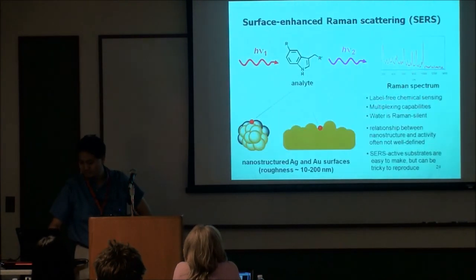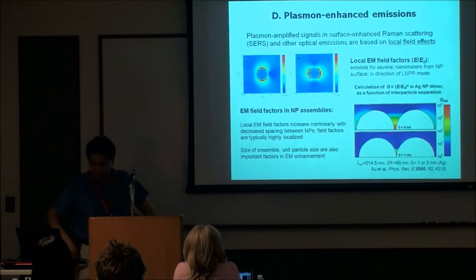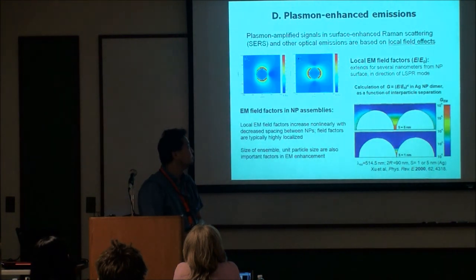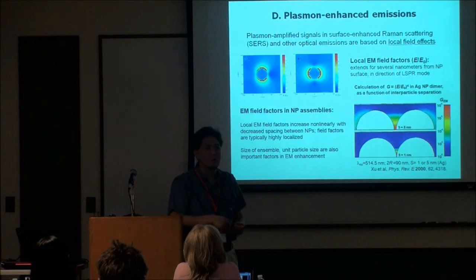But if you were to think, okay, you have two particles close together, all you have is the superposition principle of the two fields. So you have something like 10 to the 9 plus 10 to the 9, that's 2 times 10 to the 9, so field enhancement, just because they're close together, is in fact like a factor of 2. Well, that's not quite correct.